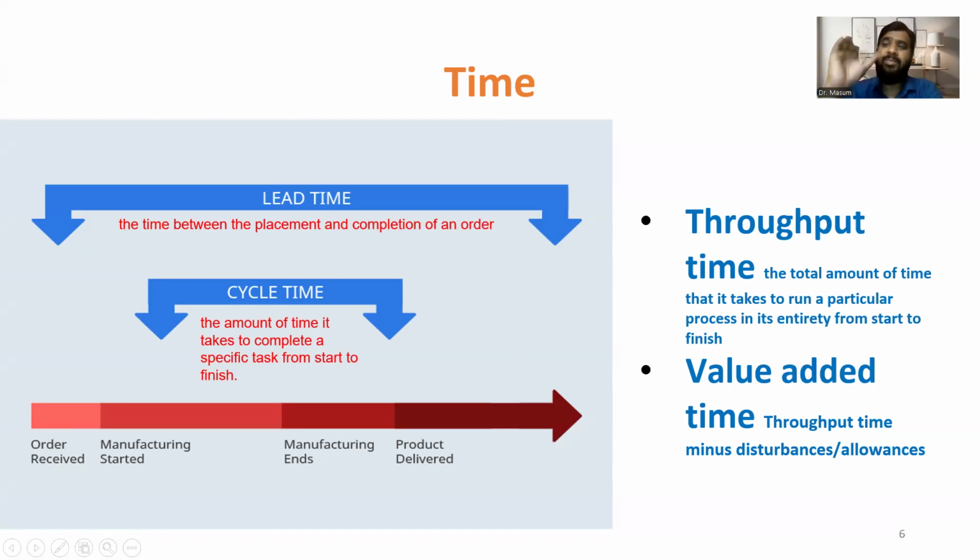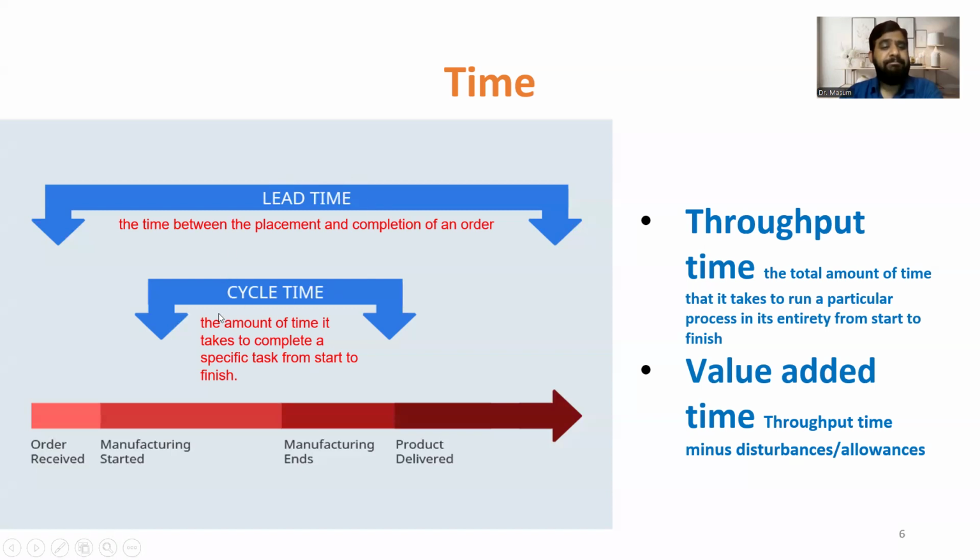Say for example, if you go to a tailor for making a shirt, you will place the order, and after 7 days you will get the shirt or pants. These 7 days are known as the lead time.